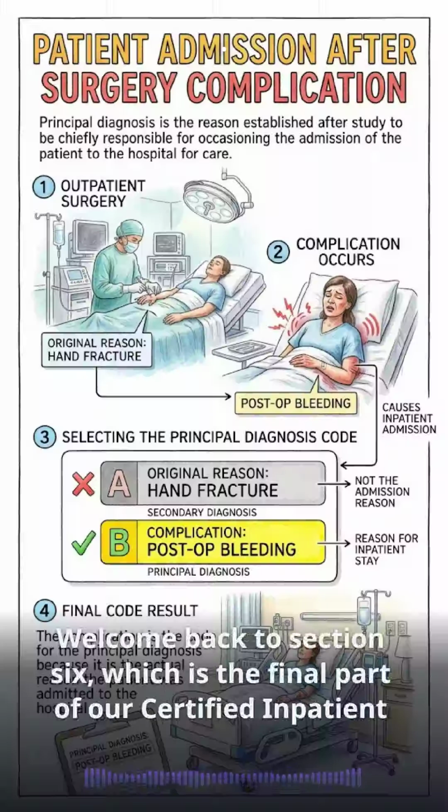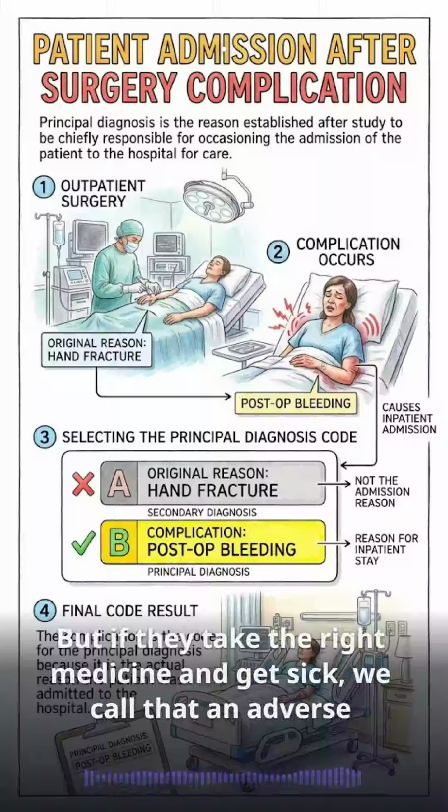Lastly, we will look at injuries and poisonings, which use the S and T codes in the book. If a patient takes the wrong medicine by mistake, we call that a poisoning in the chart. But if they take the right medicine and get sick, we call that an adverse effect. These two things have very different rules, so you must read the doctor's words very carefully.